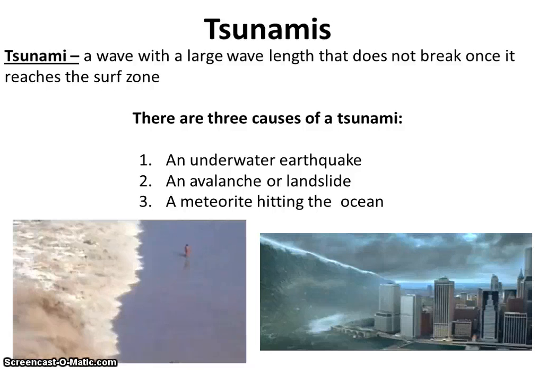Tsunamis can also be caused by landslides. They can also be caused by meteorites, but these are more experimental ideas. What we know causes tsunamis 100% of the time, if the conditions are right, are earthquakes. So tsunamis caused by earthquakes, rogue waves caused by wave construction.